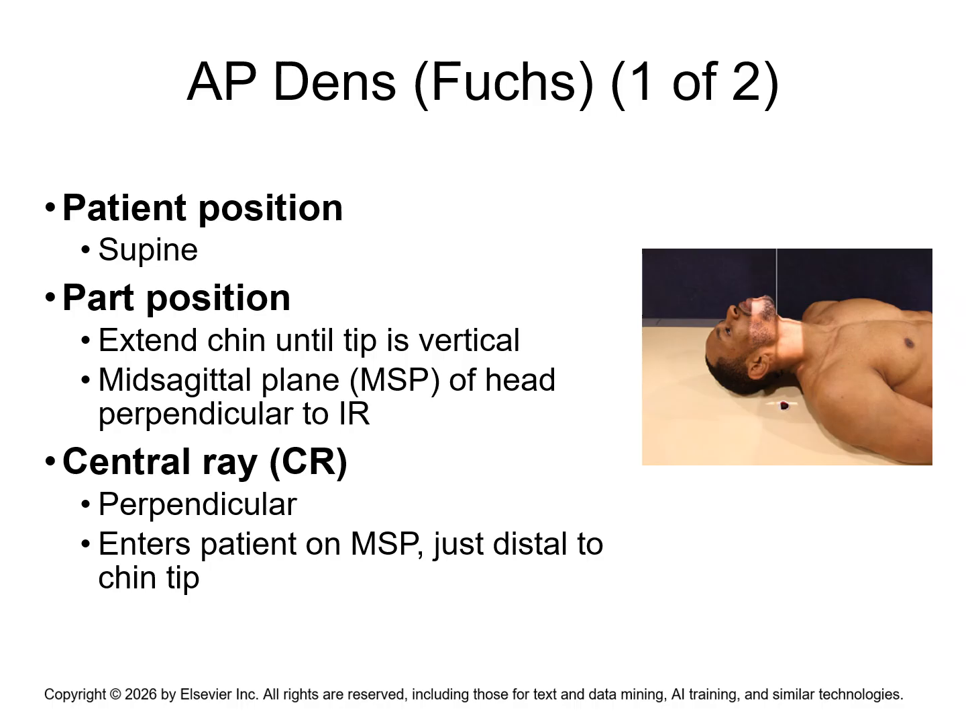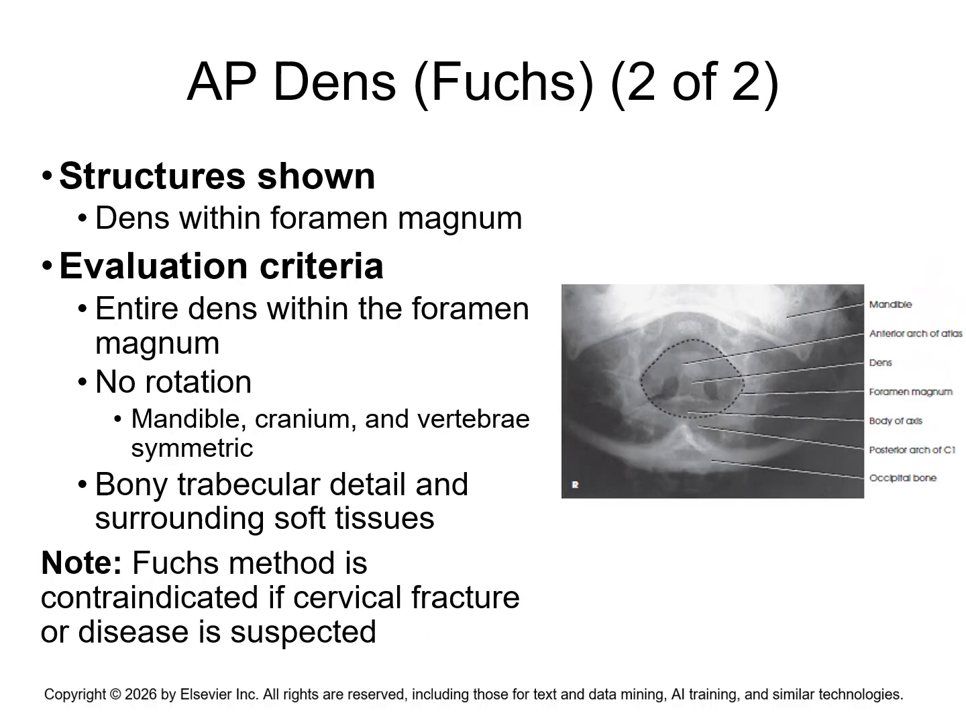Okay, so this is a supplemental image if you don't get that dens free of superimposition. On this one, you are going to extend the head backwards. And so the tip of the chin should be, you should be able to run the line of your central ray down the mandible essentially and exit there. So just distal to the tip of the chin, perpendicular, again, good collimation.